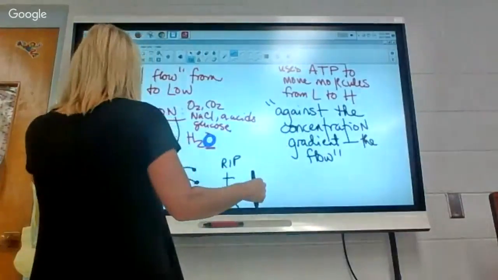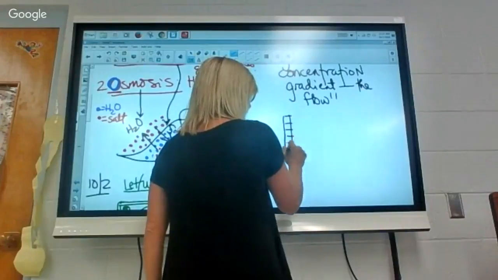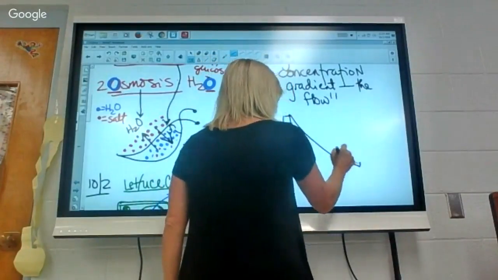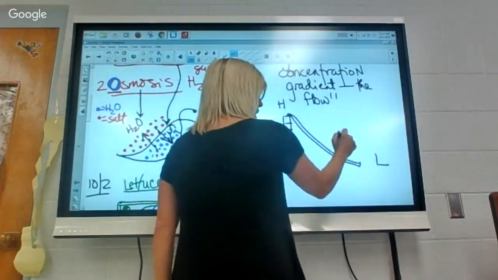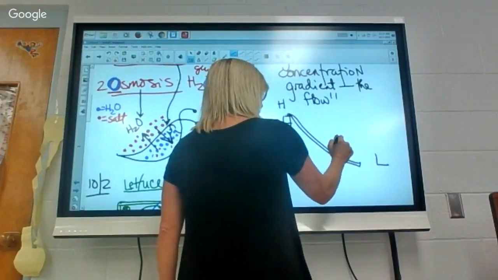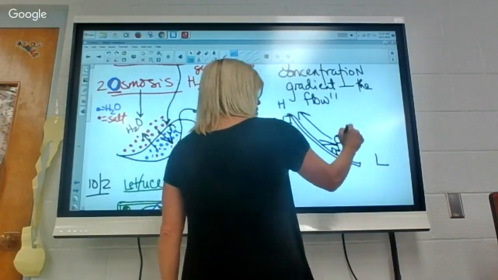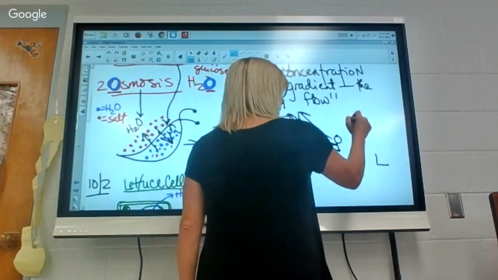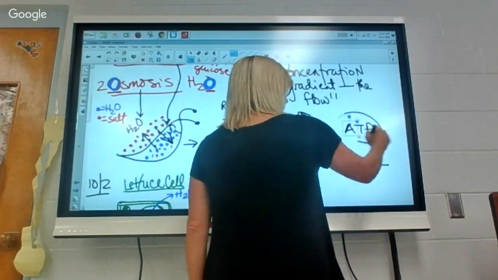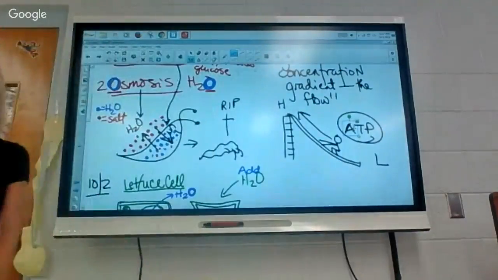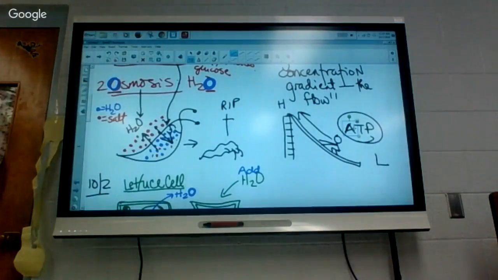Over here is like this. Running up the slide. Exactly. So we're going to draw a slide like this. So here's your high to low. Here's this person trying to climb up. And you need ATP to do it. So active, it takes a heck of a lot more energy to walk up that slide.